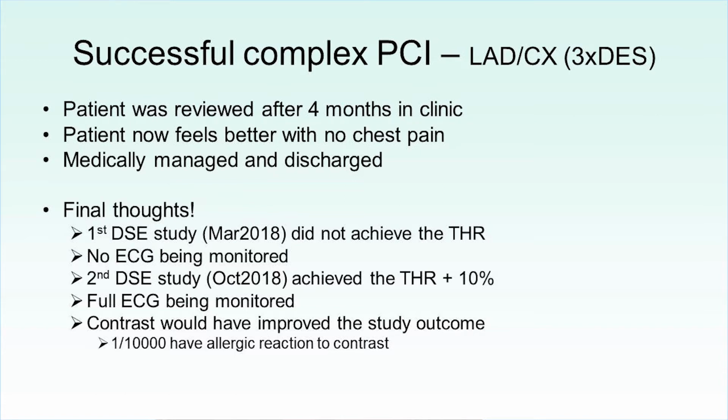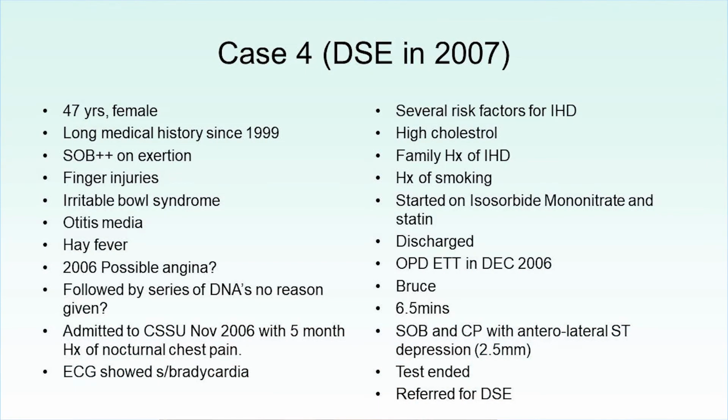No ECG changes were demonstrated. So second stress echo, we pushed the heart rate to almost 10% above the target heart rate. Contrast was not used, but again, that would have improved it. But certainly the key thing is that pushing that kind of procedure, achieving our target heart rate slightly above, always helps. So case 4, which is a very old case, was done back in 2007.